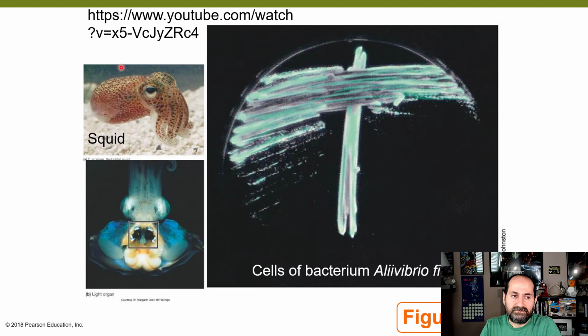Here's a squid. And this squid has, on its underside, basically they call it the third eye, but it's a region where these bacterium, Vibrio fischeri, can grow. And it's almost like an incubator. The squid serves as almost like an incubator for these Vibrio fischeri bacterium. And these Vibrio fischeri grow in this little pocket in the squid.